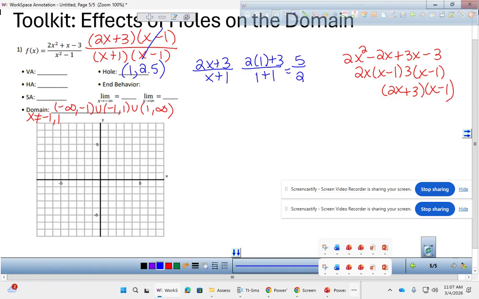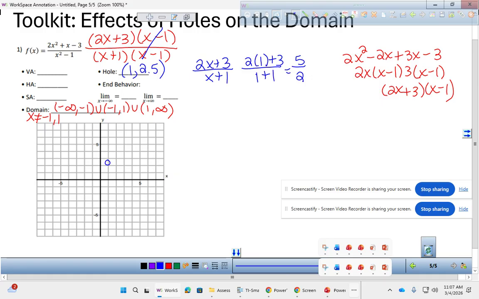What that looks like on the graph is at 1, 2.5, there's going to be an open circle. So at the x value of 1 and the y value of 2.5, I'm putting an open circle there. The graph's going to look like it goes through that open circle, but it doesn't. There's a very, very small minor break.